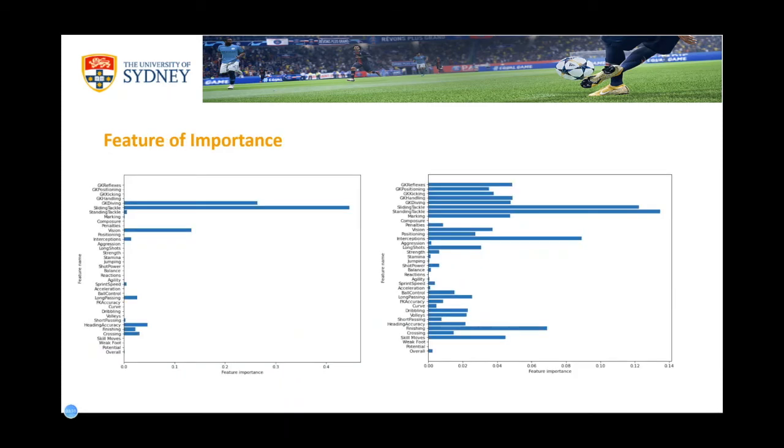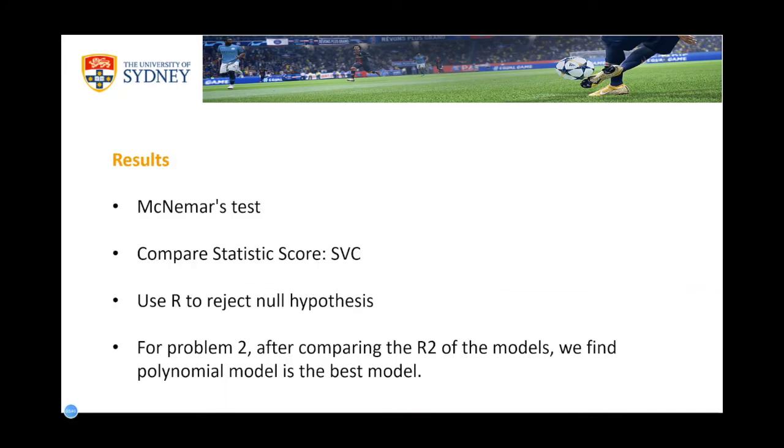So in the end, we also did two feature importance charts, which will help us to select some important features to do prediction if necessary. After using McNemar's test, we found that every model is different from each other. And after comparing the statistics scores, we found that support vector machine is the best model for this problem.